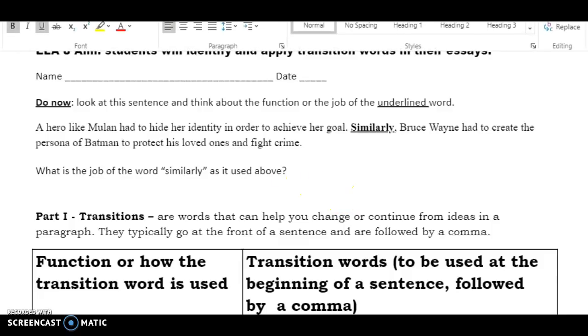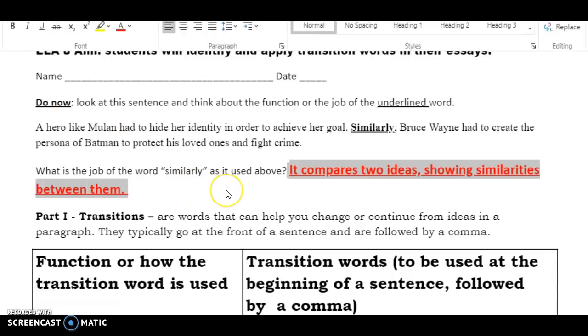And if you need to pause and think about it, you can write out the notes as follows. So, what that word does, it compares two ideas, showing similarities between them. We're comparing not just two heroes, but a specific idea about these two heroes, that they had disguised themselves, that they had to hide their identity.